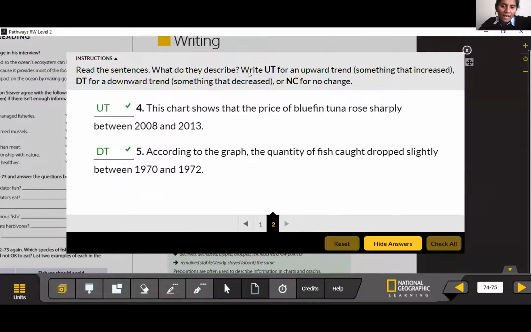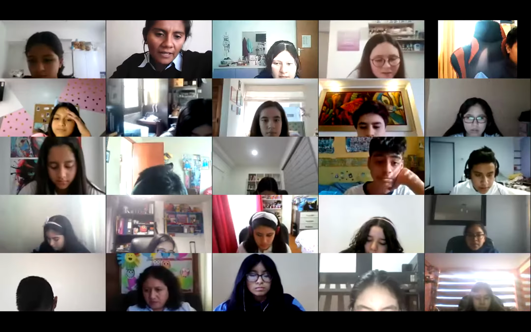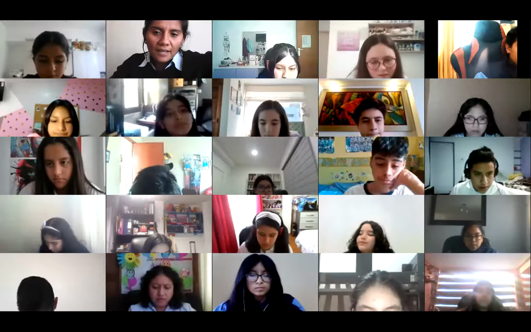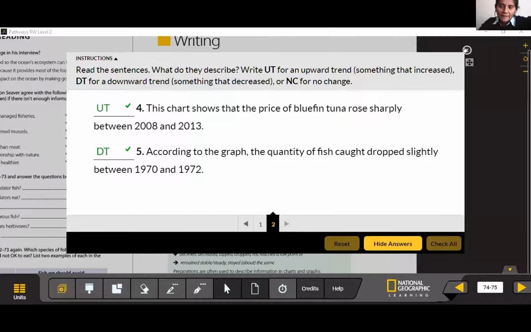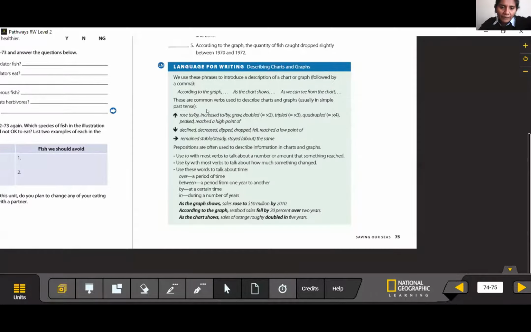There are some verbs that are easy to distinguish, which is the answer. So guys, based on this, we have the vocabulary that are verbs, no? That impulse you or tell you exactly what the answer is. Don't forget that we have the comma after the expression according to the graph, no? As the graph shows, etc. Don't forget the prepositions also, when we say by or in 2010, no?